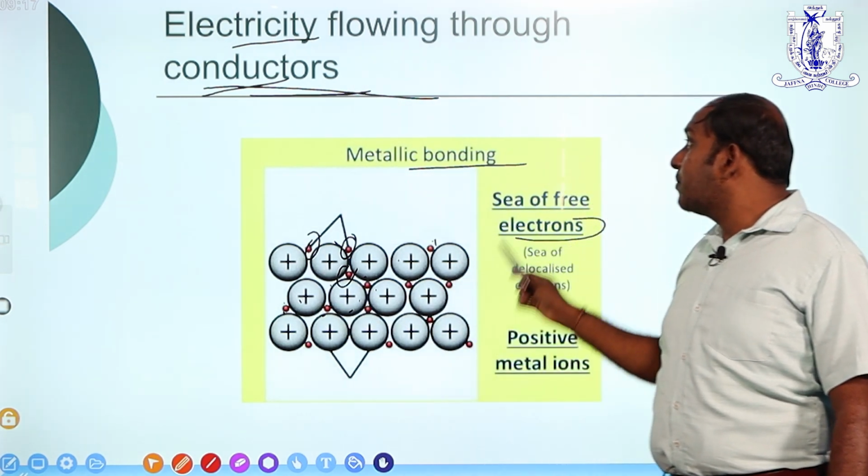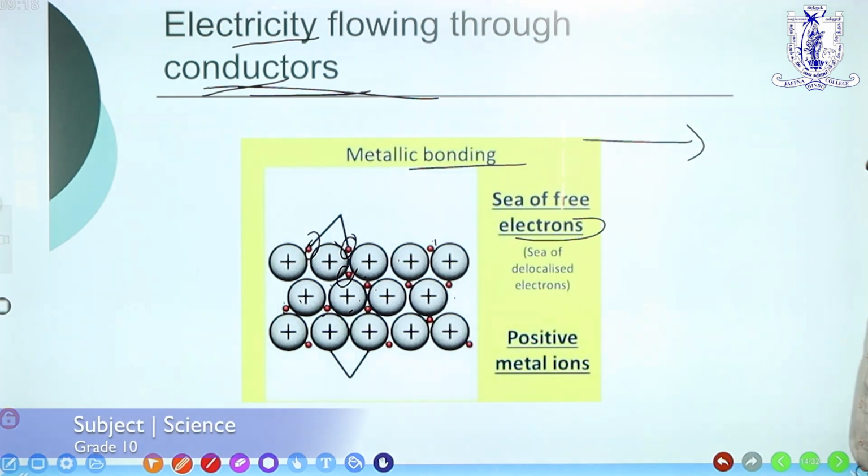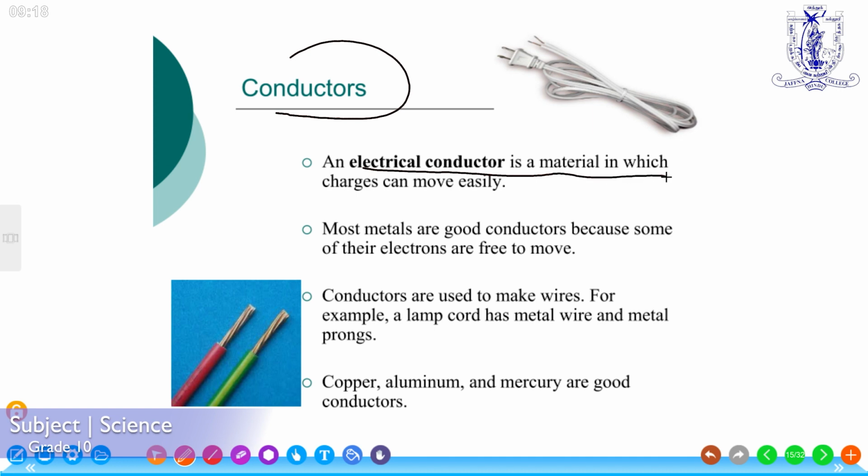The free electron is important to conduct electricity. The atom is also there, positive and negative, but the important thing is the free electron is conducting. Conductors are mainly materials in which charges can move easily, and most metals are good conductors because there are a lot of free electrons, free to move.